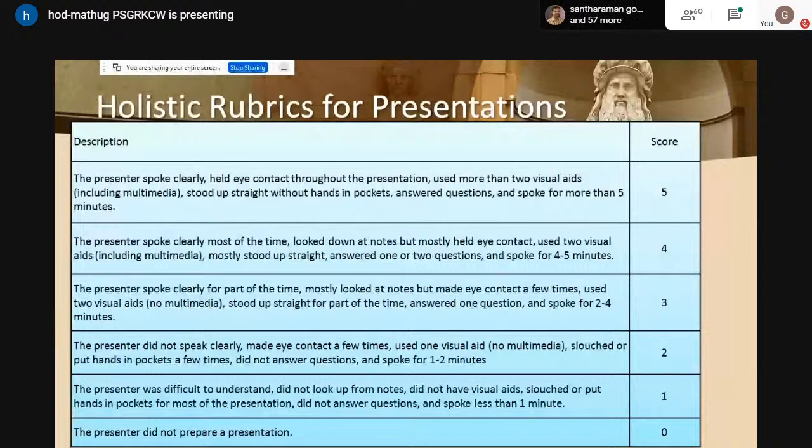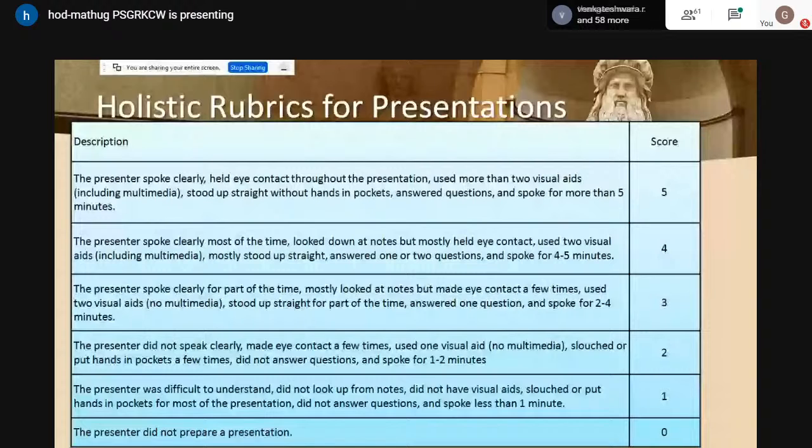The presenter was difficult to understand. He did not look up from the notes, and he did not have any visual aid. He has put his hands in his pockets for most of the presentation, did not answer questions, and he spoke for less than 1 minute. Then how can you give 5 or full marks? He will be given only 1 point score.